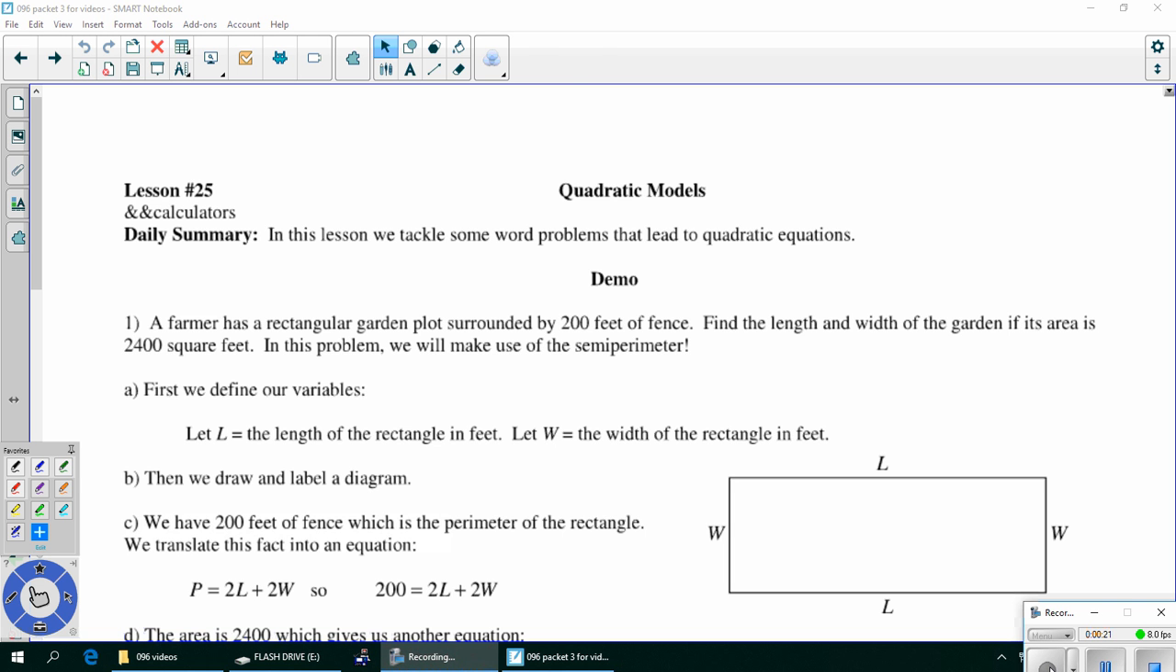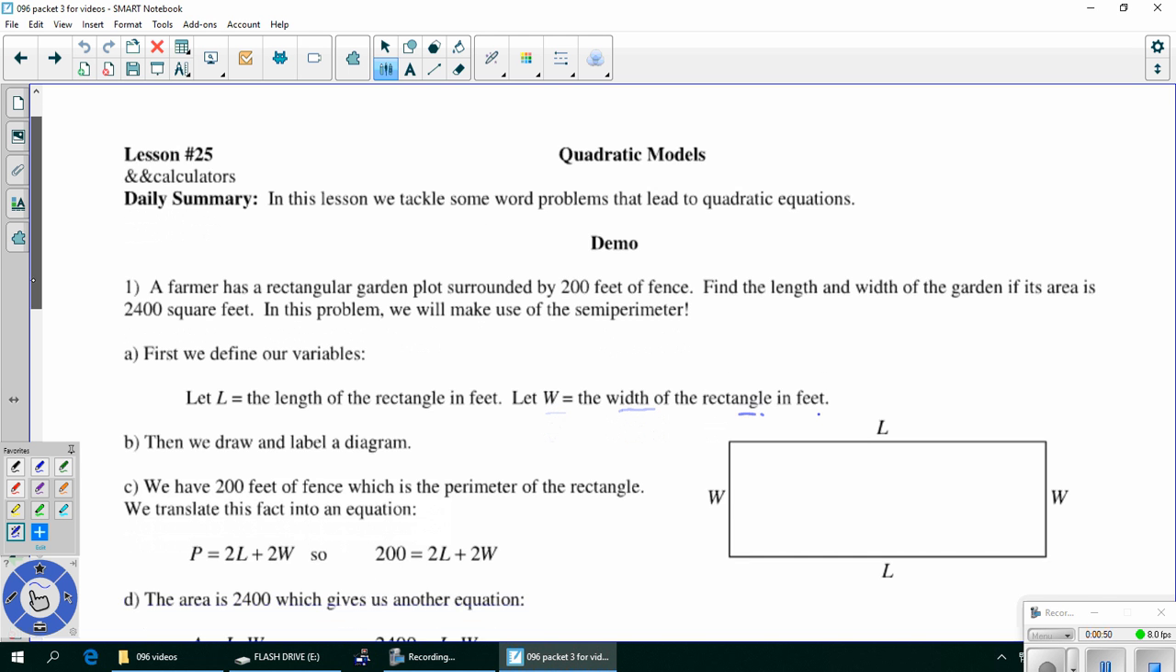Okay, so first of all, we need to define some variables. The question is asking for the length and the width, so those are what our two variables should represent. So we'll let L equal the length, but remember, it's not enough to just have a quantity word. We also want a unit word. Square feet tells me that feet is the correct unit word for length. So L is the length of the rectangle in feet. W is the width of the rectangle in feet. Please don't write just W equals width. You need to have a unit included.